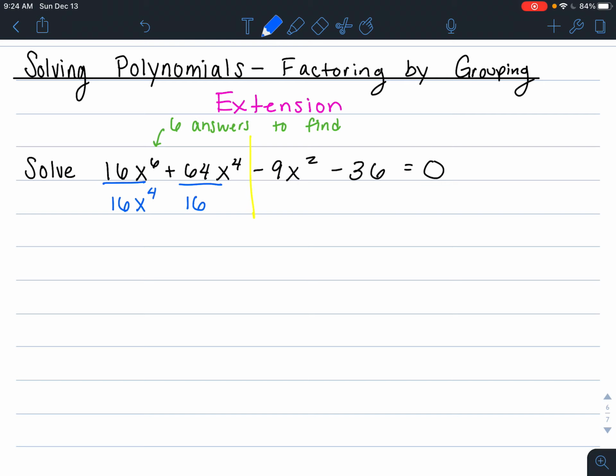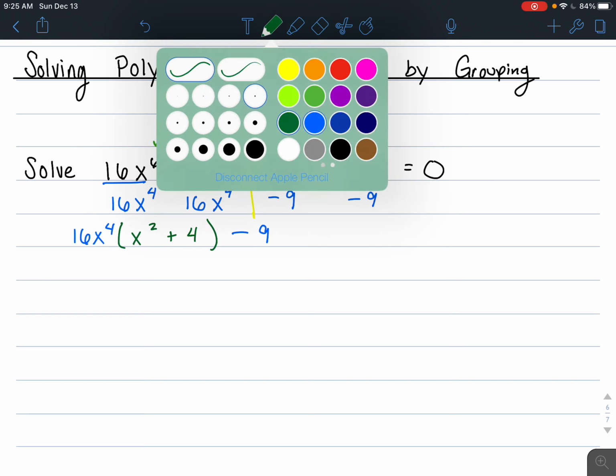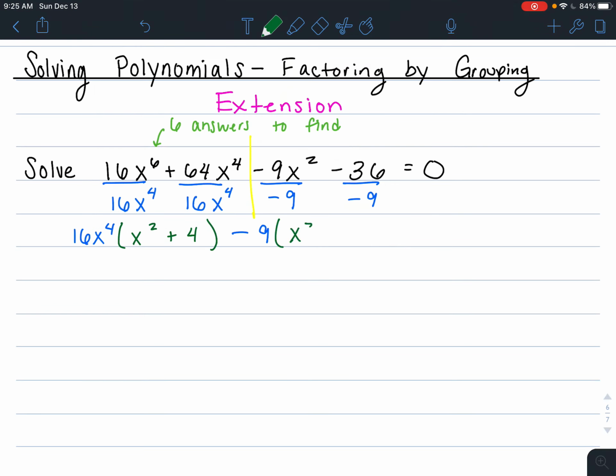And then they both have at least 4 x's, so I'm going to take out 16x to the 4th. And that's going to leave me with x squared plus 4. And then I'm going to take out my GCF in the second half. So negative 9x squared and negative 36, both divisible by negative 9. And that's going to leave me with x squared plus 4. Perfect, that matches the first group.